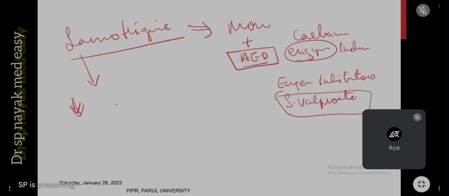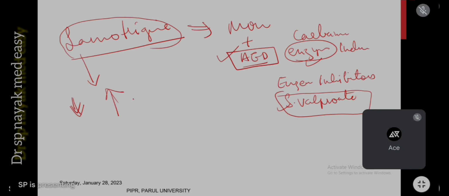Lamotrigine concentration may increase. So when lamotrigine is given, if it is added with other anti-epileptic drugs, always try to see whether the other anti-epileptic drug is an enzyme inducer or an enzyme inhibitor. If it is an enzyme inducer, lamotrigine concentration can be decreased. If it is an enzyme inhibitor, lamotrigine concentration can be increased. This is an important point you have to remember. If lamotrigine is given along with an enzyme inhibitor like sodium valproate, what will happen?